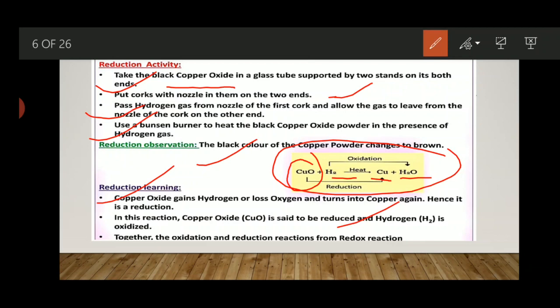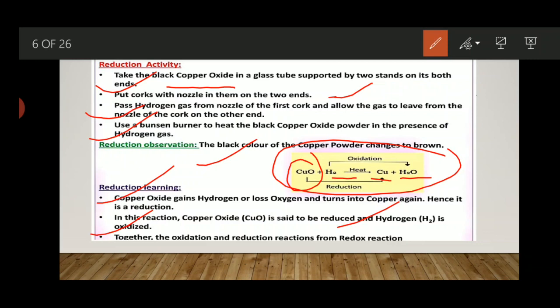Already I explained that copper oxide reacts with hydrogen gas, and it will give copper and water molecule. So here copper is losing oxygen and hydrogen gas is gaining oxygen. That's why copper undergoes a reduction process and hydrogen undergoes an oxidation process. So together oxidation and reduction form a redox reaction. So this is all about the oxidation process and reduction process. We understood with the help of examples also.